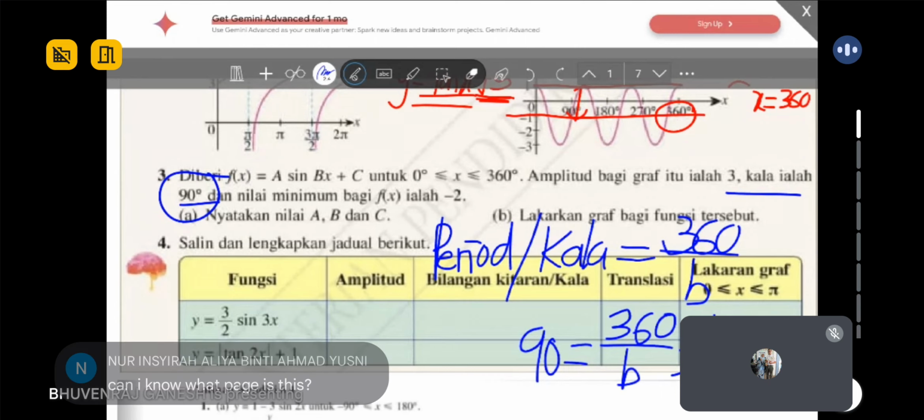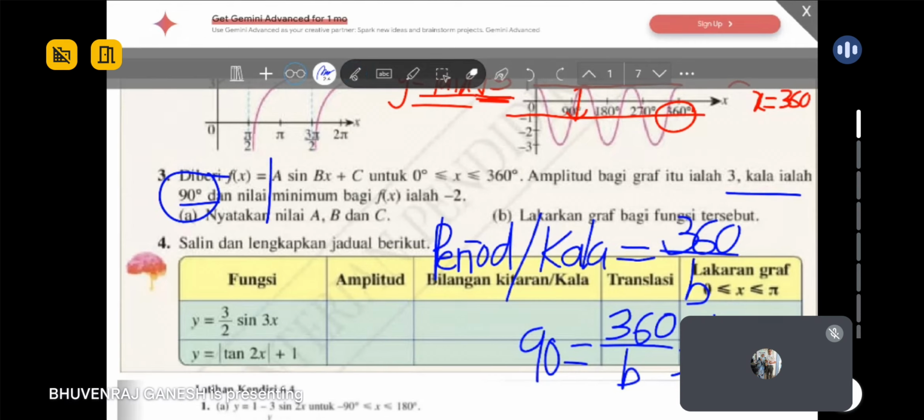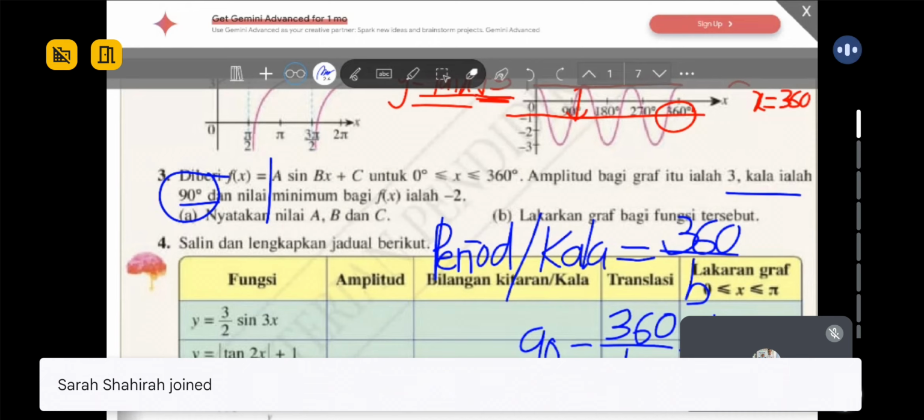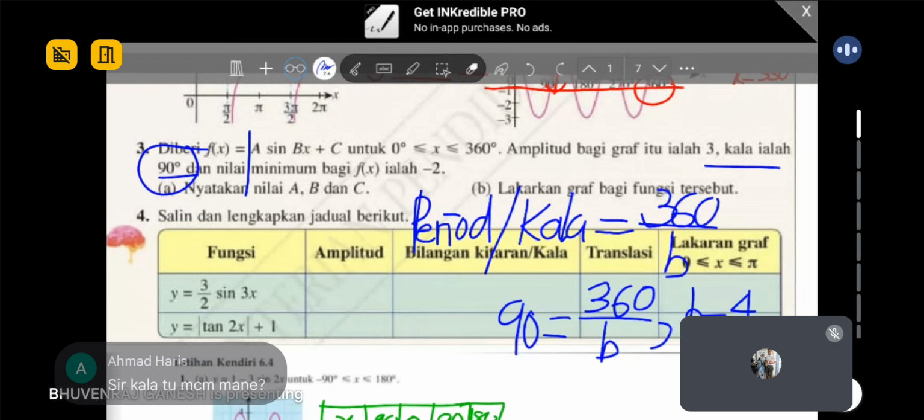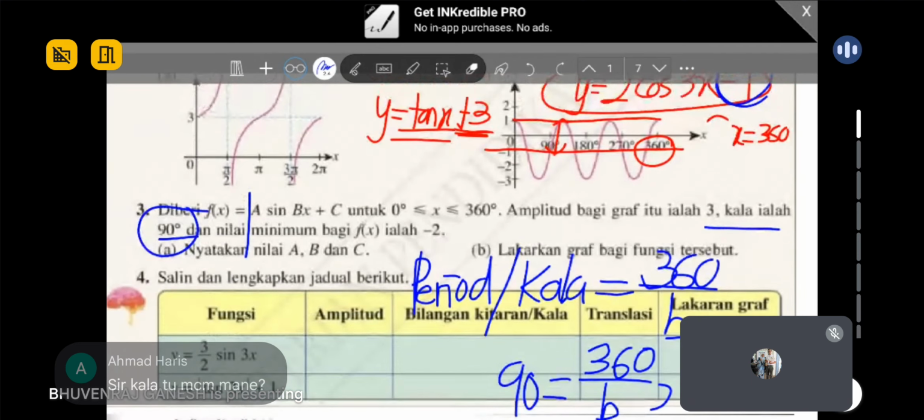Okay? Boleh kan? This is actually latihan kendiri 6.4. Okay. This one is what in English I also forget. I think is formative exercise code. Formative exercise 6.4 or self exercise 6.4 I think. Yes. Self exercise 6.4.